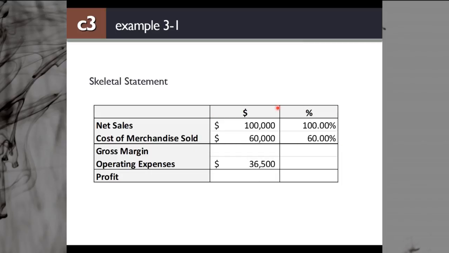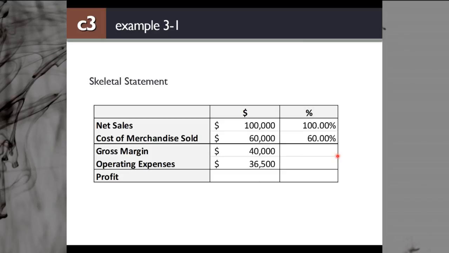And if you know this number, you can calculate this gross margin. So let's look at the gross margin. Gross margin is the difference between the net sales and cost of merchandise sold. So that is 100,000 minus 60,000. This is easy math, so you can just go ahead and subtract these two. And what number did you get? That is 40,000. So your gross margin is 40,000, and if you know this number, you can calculate your gross margin percentage.